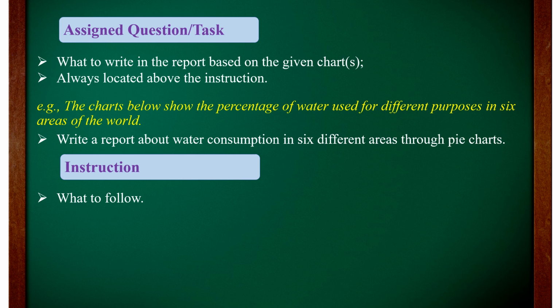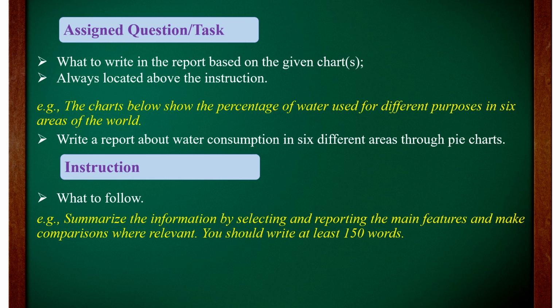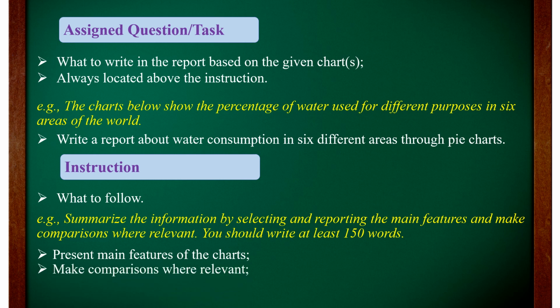In the exercise, it comes the next sentence starting from summarize the information blah blah blah to 150 words. Here, you are asked to present main features of the chart and make comparisons where relevant. And also, the last guidance is to write at least 150 words. Please be aware to follow the instruction as it is one of the 4 scoring criteria.